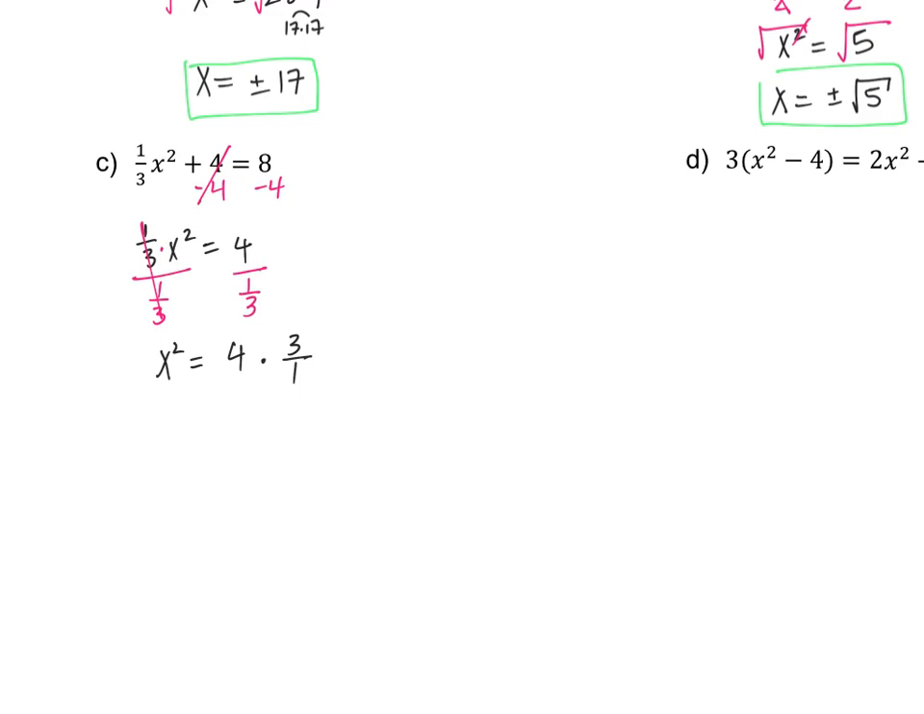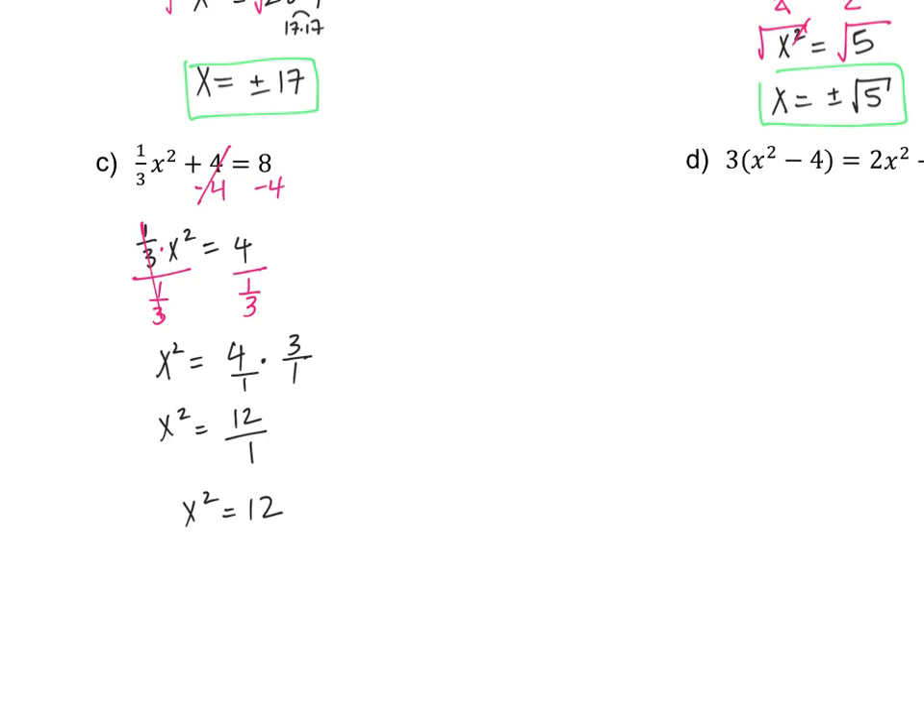Now from here, I'll have the x squared. And if I want to multiply the 4 with the fraction, I could put this 4 over 1. 4 times 3 is 12. And then the 1 times 1 is just 1. So that's just going to be x squared equals 12. 12 over 1 is just 12.